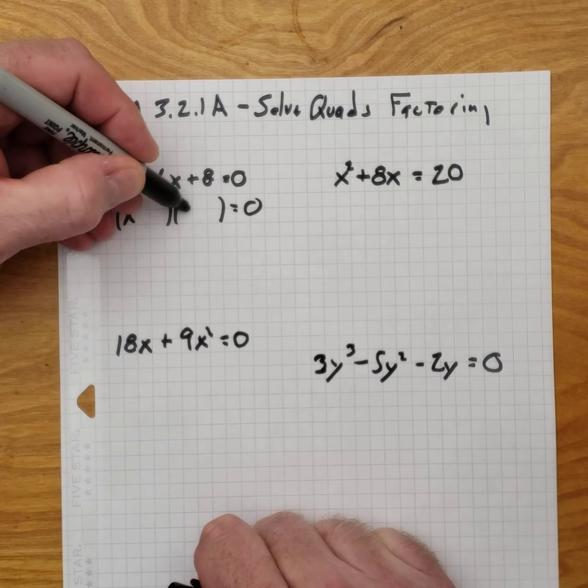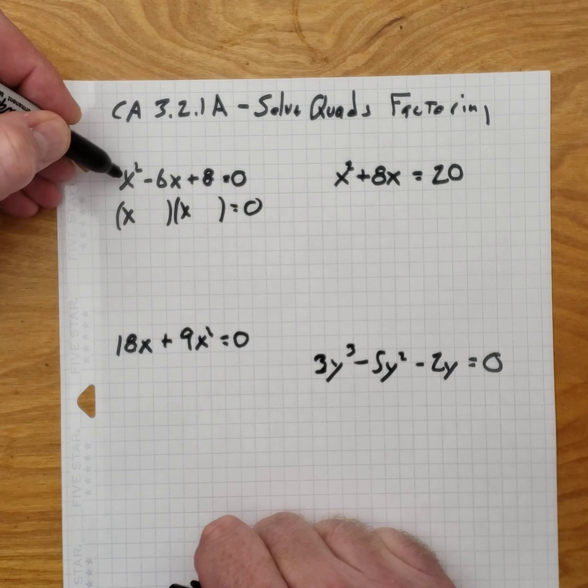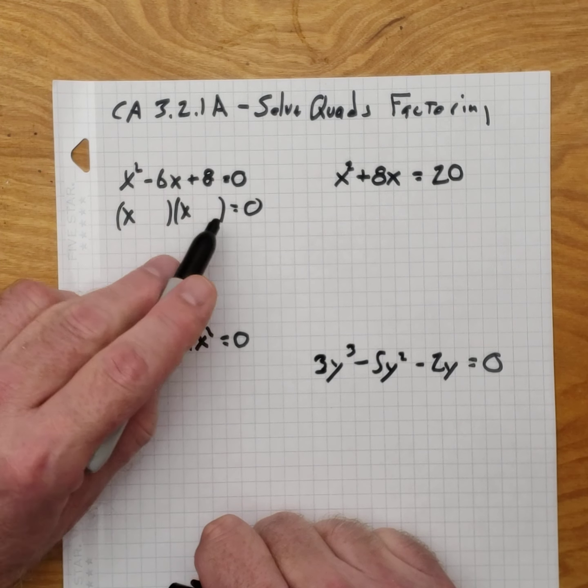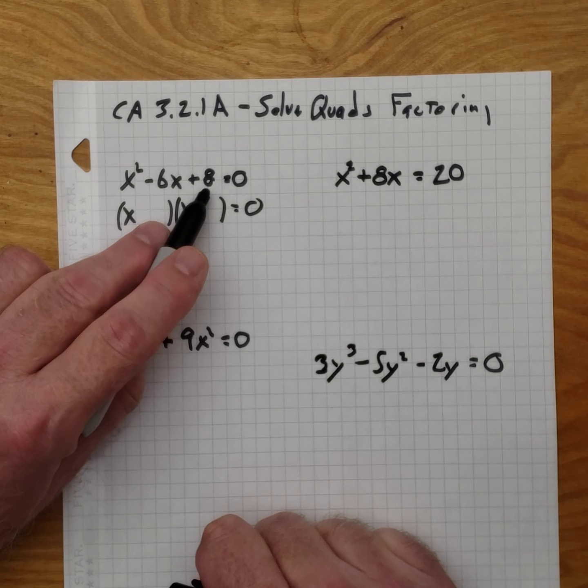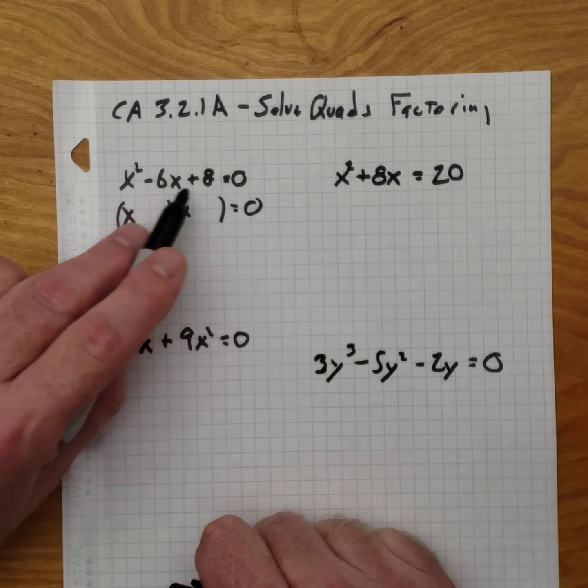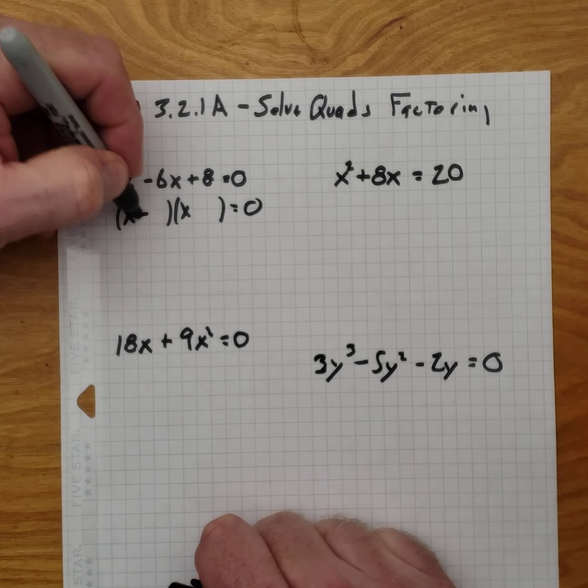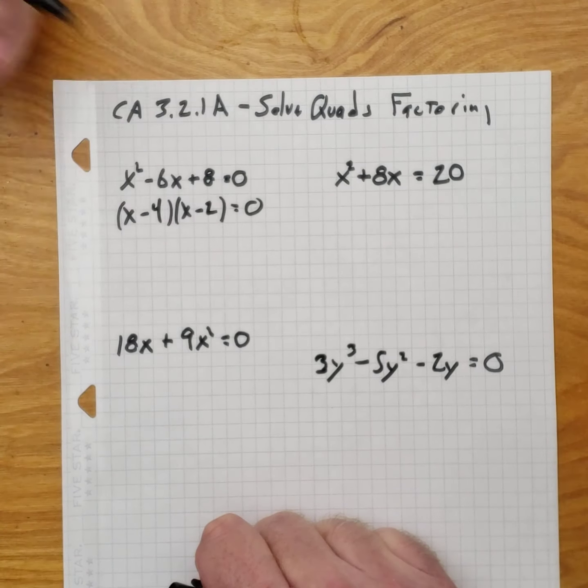These 2 things have to multiply together to be x squared, so x and x is really the only option. And these 2 things have to multiply together to be 8, and they have to add together to be -6. So that's going to be -4 and -2.